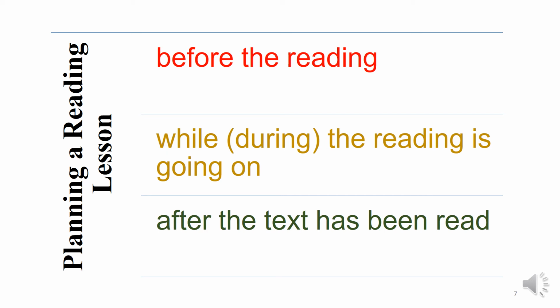In planning any skill, as usual, we have three stages: before, while and after. Also in planning a reading comprehension lesson we have three stages, okay, which are before the reading, while or during the reading, and after the text has been read.